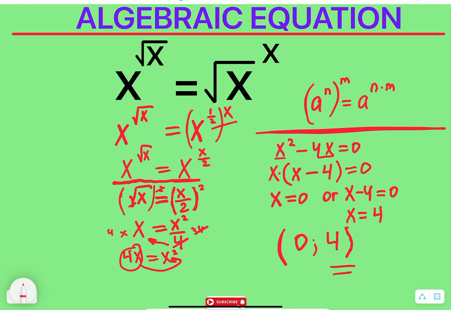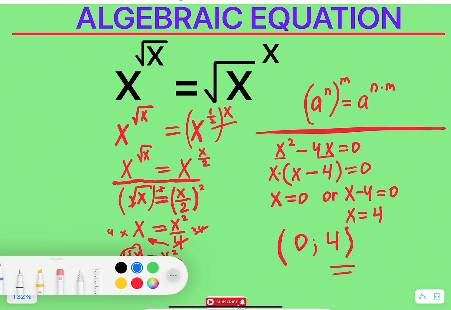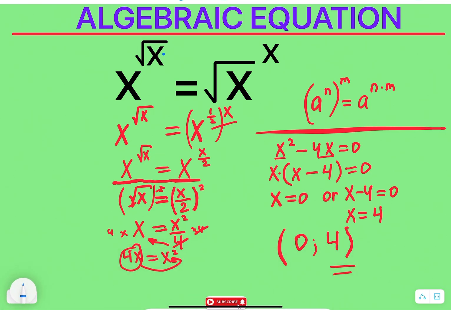We can check if we did it correctly. 0 is already clear, we see 0 to the power of 0. I would say also 1 can be the answer too. 1 to the power of square root of 1 equals, but this is just obvious. Let's check if 4 is the solution.